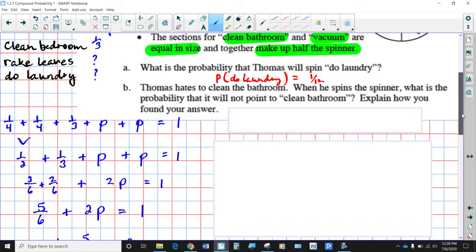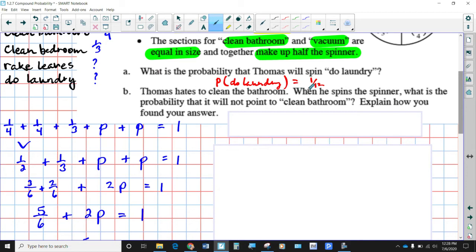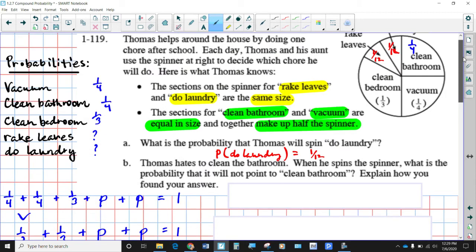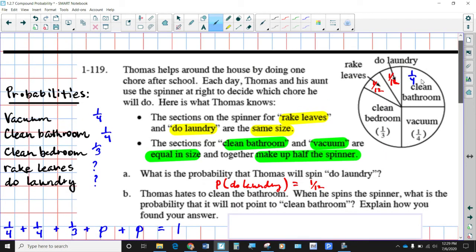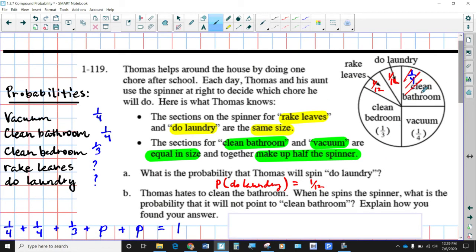So Thomas hates to clean the bathroom. When he spins a spinner, what is the probability that it will not be a clean bathroom? And then explain how you found the answer. Okay, so basically, he hates cleaning the bathroom, which means he does not want this section. He would be okay with all the rest of them. So if this is 1/4, what does the rest of it all combined have to be?